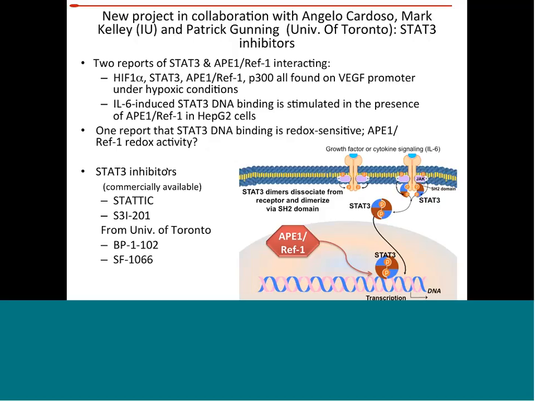As you can see in this cartoon picture here, STAT3 is activated through the JAK-STAT signaling pathway. It's phosphorylated and dimerizes, and then it moves to the nucleus. But there actually seems to be one more step of activation in that the DNA binding is then also redox sensitive. So if STAT3 is reduced, it binds more tightly to DNA and can activate transcription more effectively.